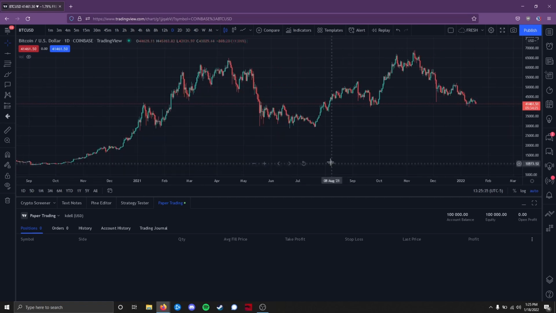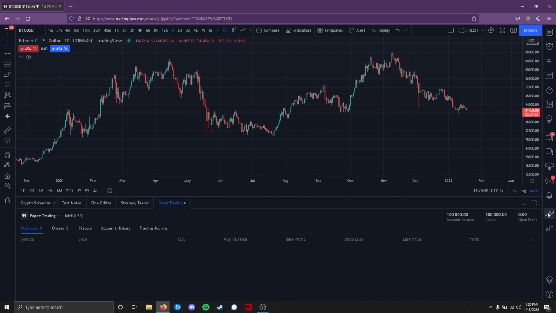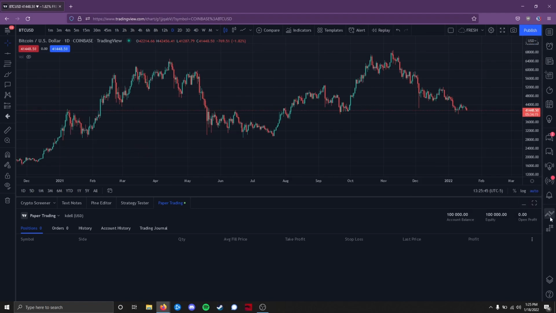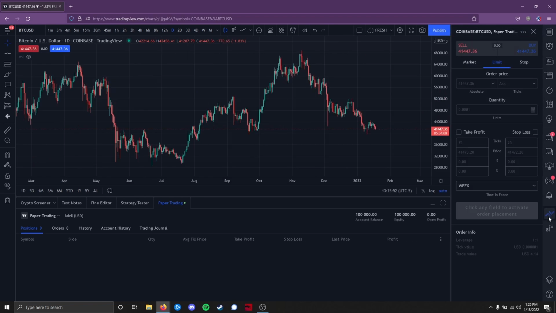What we can do now is start to open any trades if we're interested in that. On the right side here, where we see these two arrows, this is our order panel, and this will allow us to place an order, a paper trade order. Once again, this is not with real money, just on Bitcoin or whatever asset we're currently looking at. Right now, we're looking at Bitcoin to the US dollar on Coinbase on the daily chart.